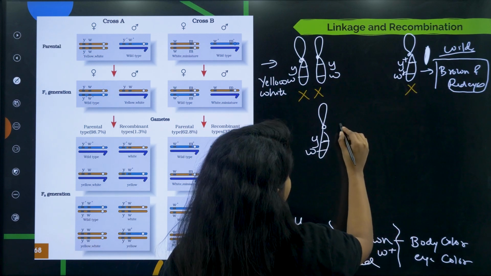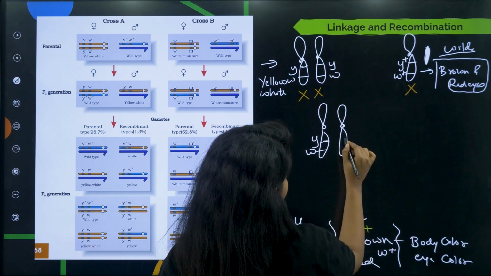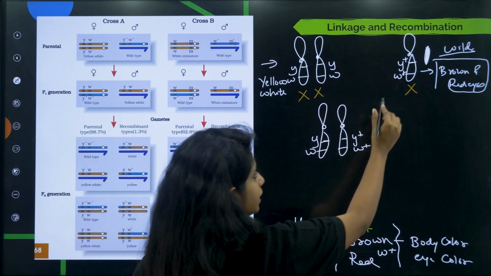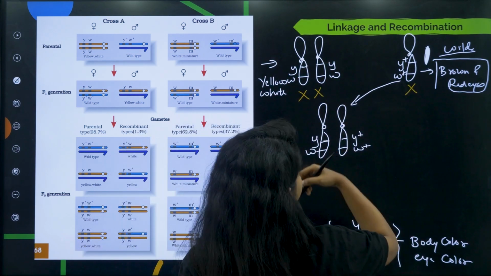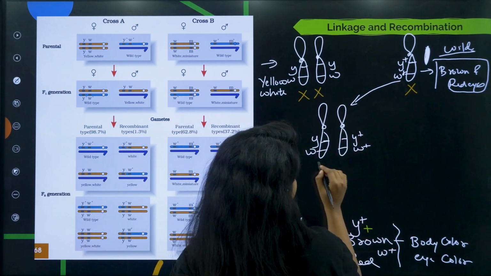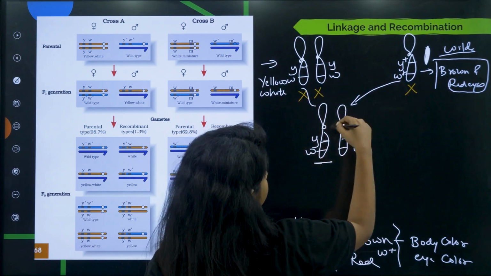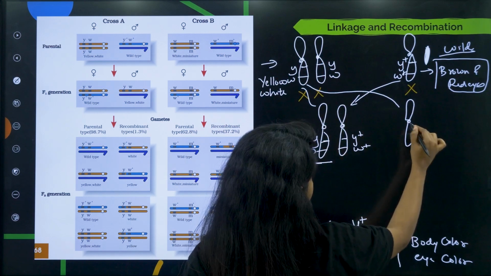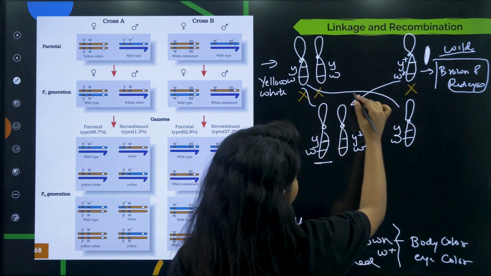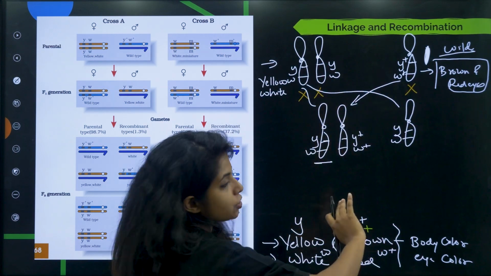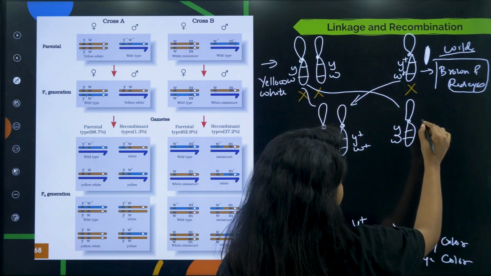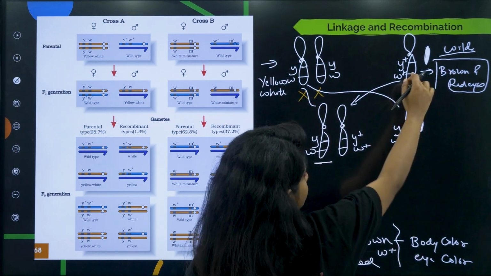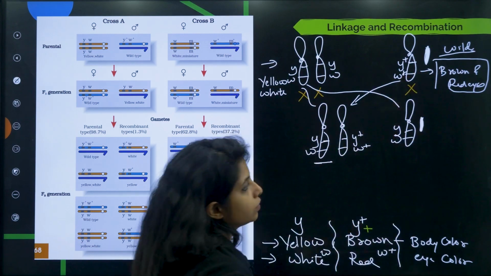Over here the father can give either this, where there is Y plus and W plus. Now the second combination that can happen is the mother giving this again. Even if she gives this, the same thing happens. That is why I am not mentioning it, to avoid confusion. And now the father is giving the Y chromosome.